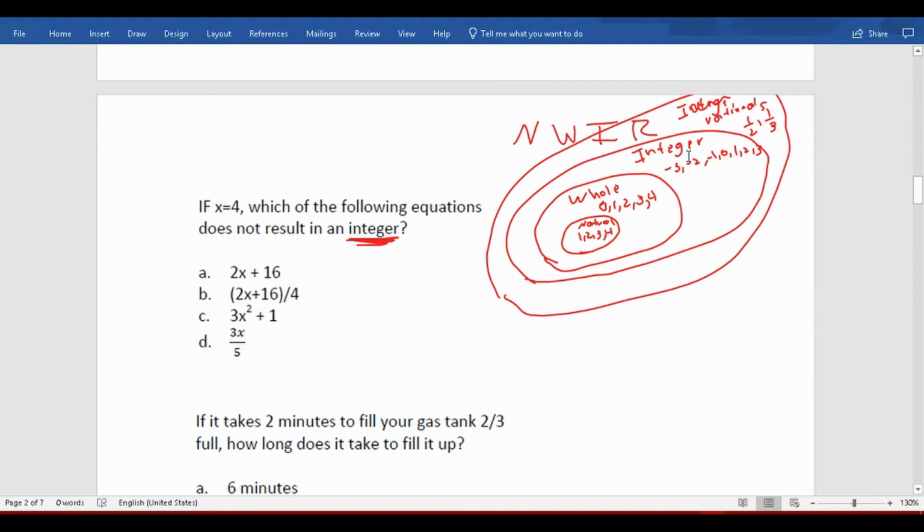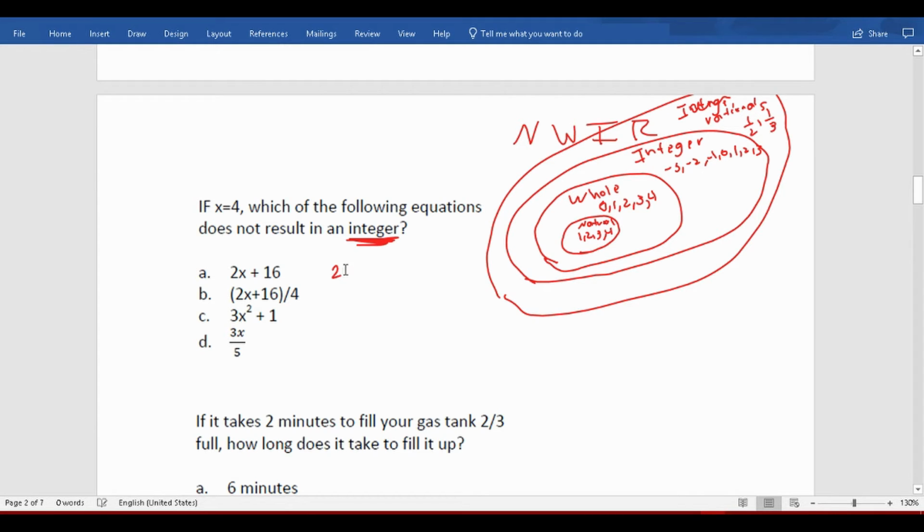Okay, so in this case, we want to find an equation that doesn't result in an integer. Now we know an integer is 0, all the positive numbers and all the negative numbers, excluding fractions. Okay? So if any of these result in a fraction, we know it's not an integer. So basically, I'm going to take 4 and plug it in for x in all these equations. If it's a fraction, we know it's not an integer.